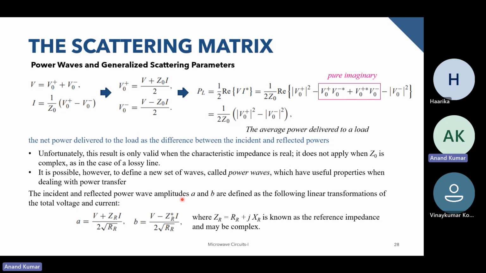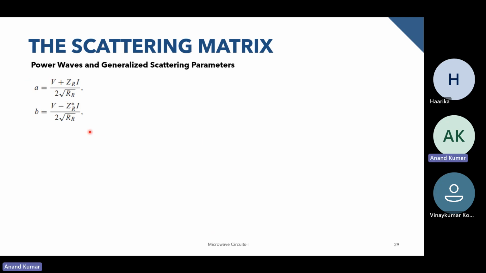Now what we do is we bring in two new quantities, A and B, which describe a linear transformation. These are essentially unitless quantities. A is given by V plus ZR I divided by 2 root RR, where ZR is essentially the reference impedance, and it could be complex. The reference impedance is essentially the impedance at the ports. You'll have to bear with me, as we are just introducing these quantities, but they will help us with lossy transmission lines and lossy systems as parameters.